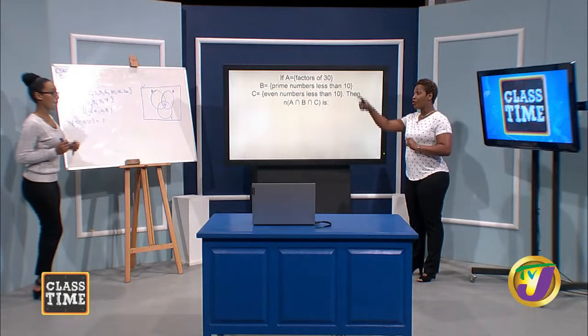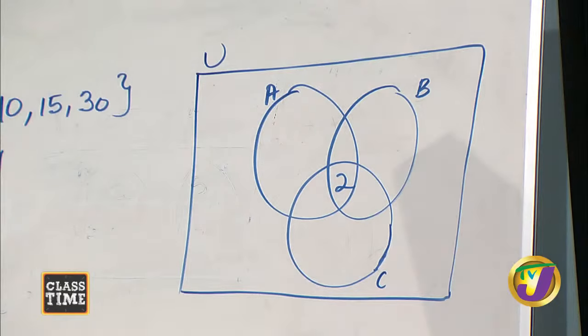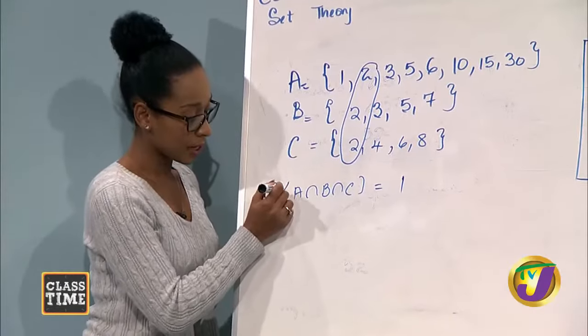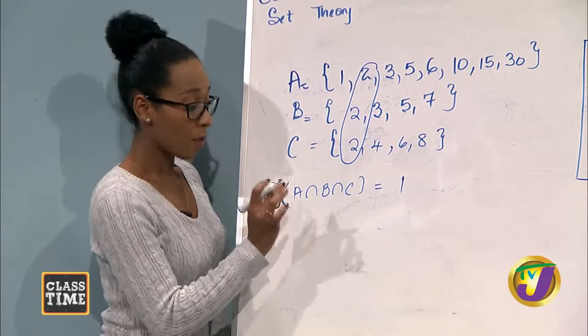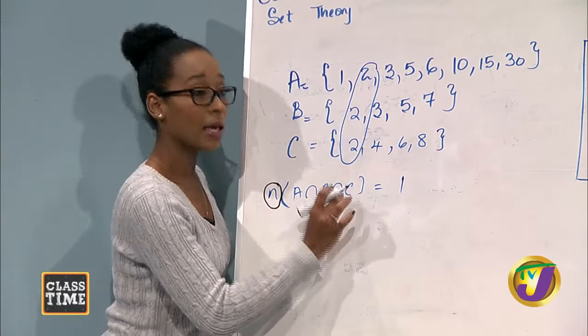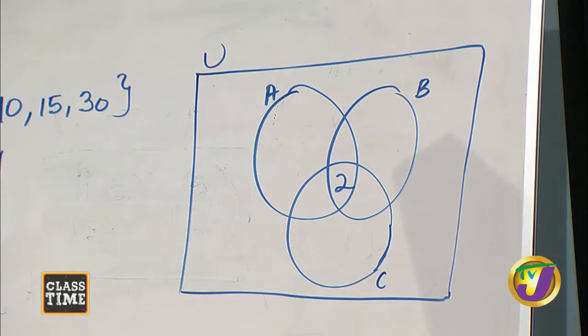And you mentioned, although we highlighted that the 2 is common to all 3 sets, it is not the 2 that I write. But it is the number of elements that will be found in that intersection. Remember, this important part of the question says the number, so N means the number of elements in A intersect B intersect C. You highlighted that there's only one element in the intersection of all those 3 sets. That element is 2, but it is 1 element.